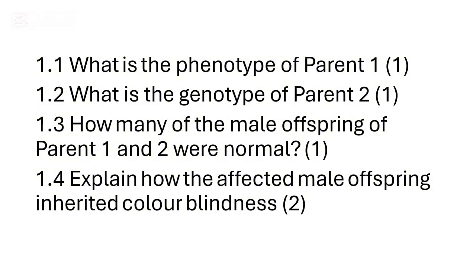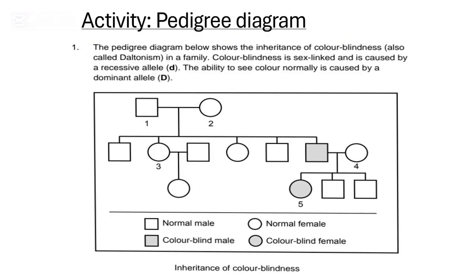1.2. What is the genotype of parent 2? To figure out the genotype of parent 2, we're going back to the diagram again. So we're going to take a look at the offspring to see whether parent 2 is a carrier of this disorder or not. And we can see that out of 6 offspring, only 1 offspring is affected with this disorder.